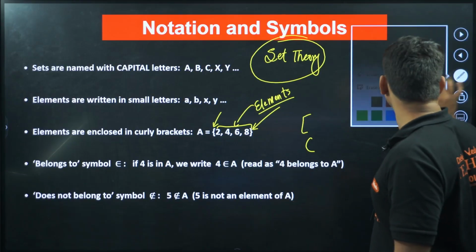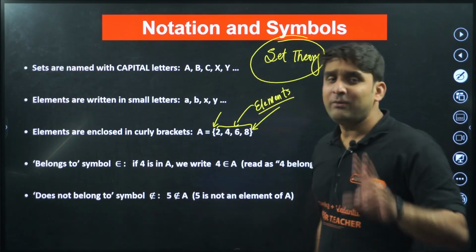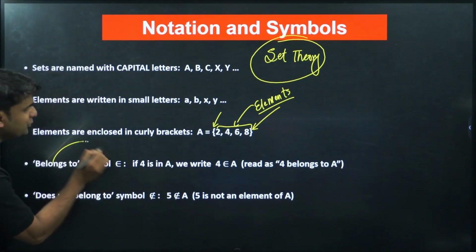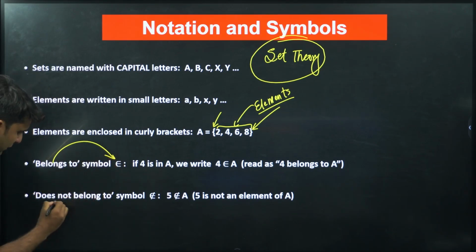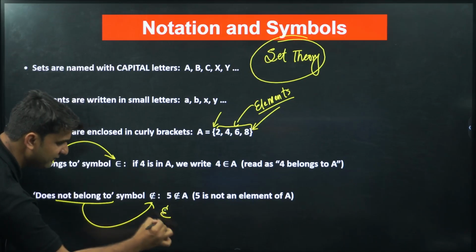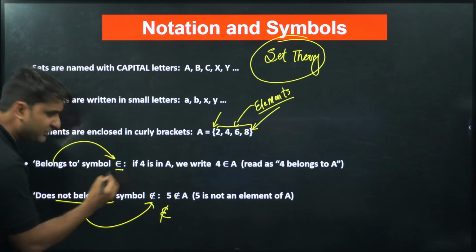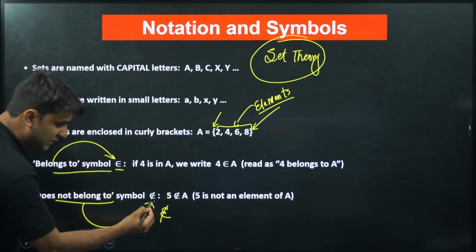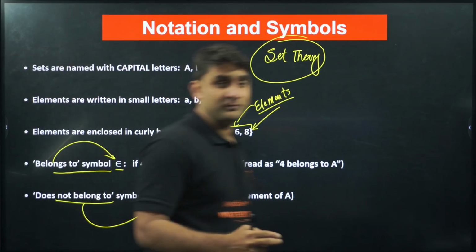Moving ahead. Next, we have two symbols, guys. First is belongs to, represented as this E, and second is not belongs to, where E will be crossed. This is the symbolic representation, and in words you have to say belongs to. Similarly, for the crossed E, in words it will be pronounced as not belongs to.